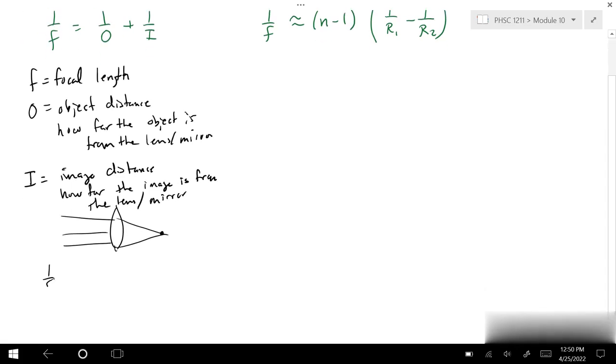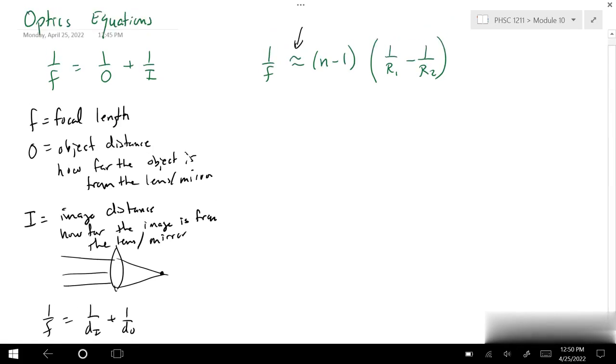Sometimes you'll see this equation written in different forms. You'll see 1 over f is equal to 1 over di plus 1 over do. I was taught with O and I, so that's where I like to stay. Same equation, just different letters. Again, f here is your focal point.